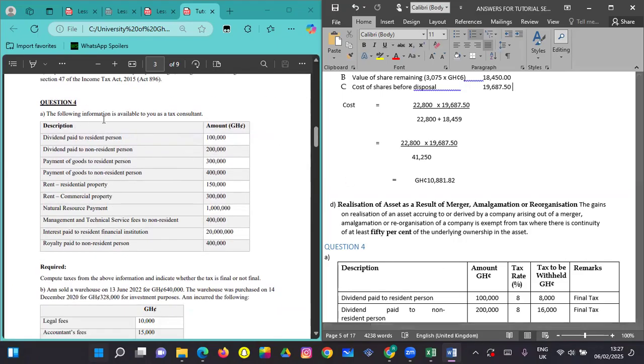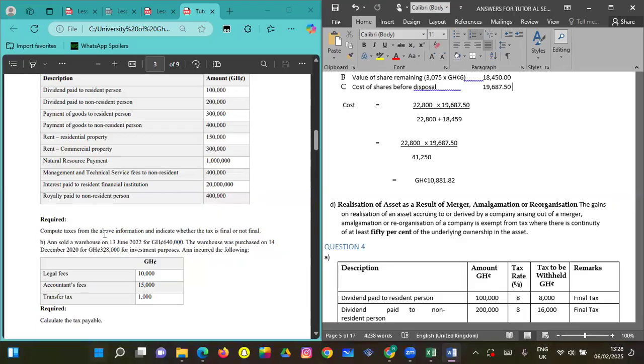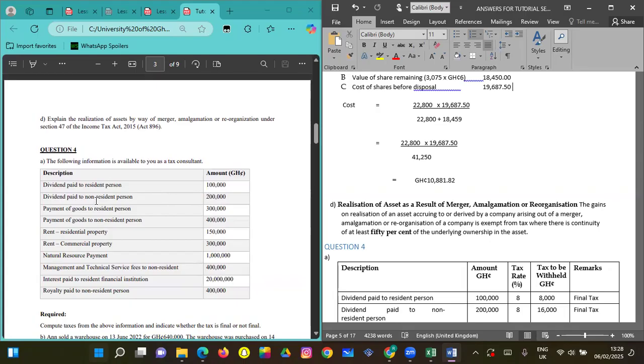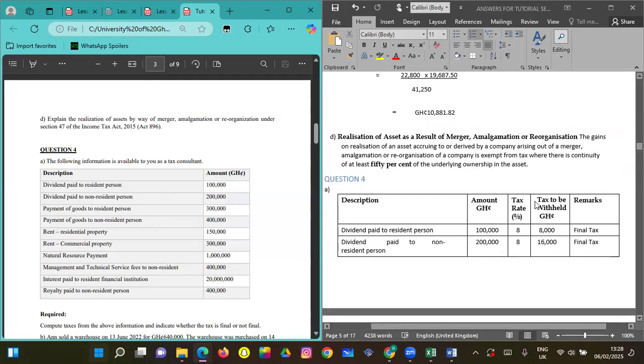All right, so let's move to question 4. Question 4 is saying that the following information is available to you as a tax consultant. Compute taxes from the above information and indicate whether the tax is final or not final. What I will let you know is that with this question, once you see non-residents, the tax rate is final. All the non-residents are final. The rest are final except where it is on account. So now here is the answer.